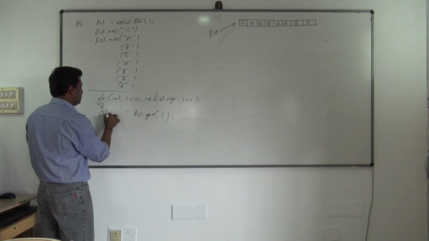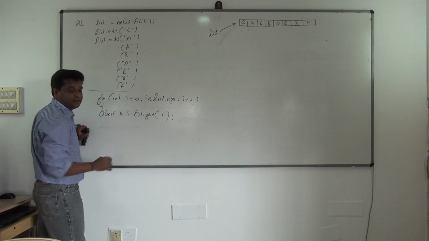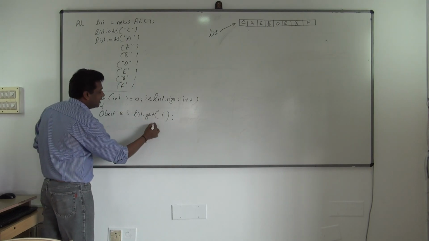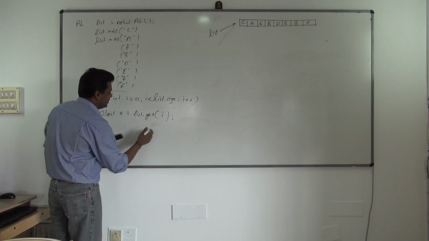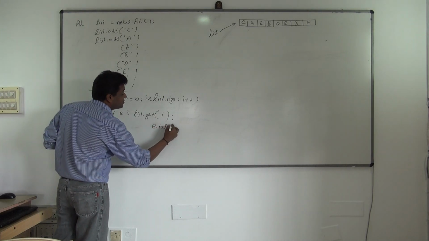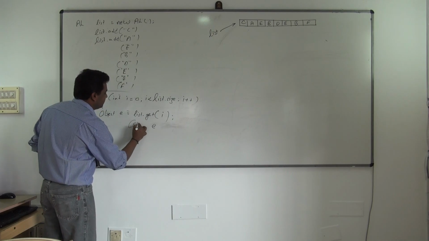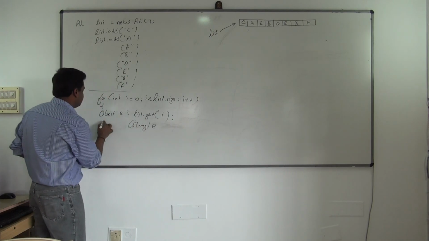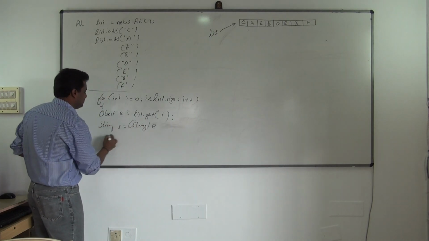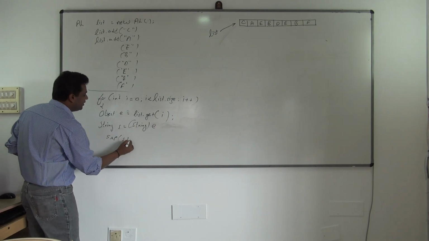Return type is what? Object. Remember that. I'm passing i here. You have to typecast. How do you typecast? You can say e.toString. If it is string type, you can do typecasting like this. Yes, you got the first element now. Do whatever you want. I am printing now.